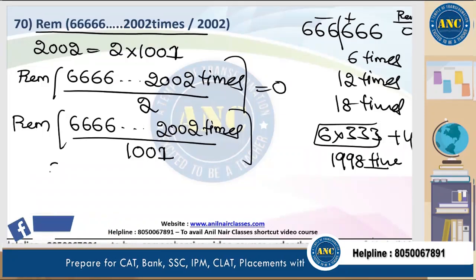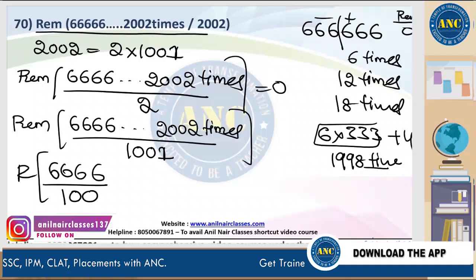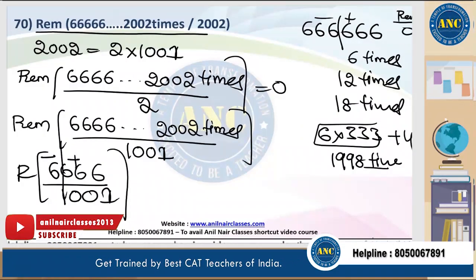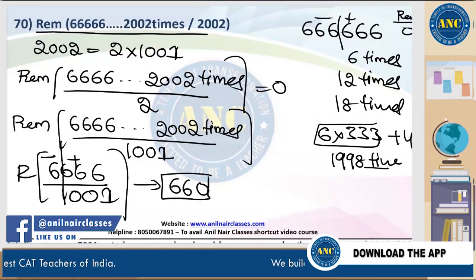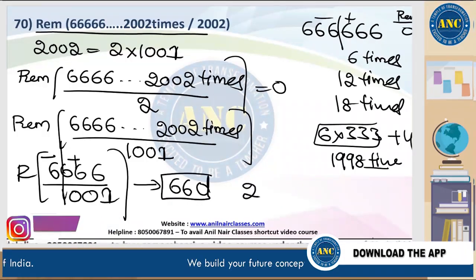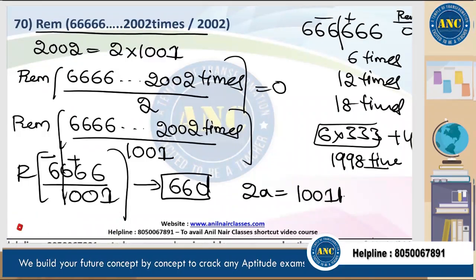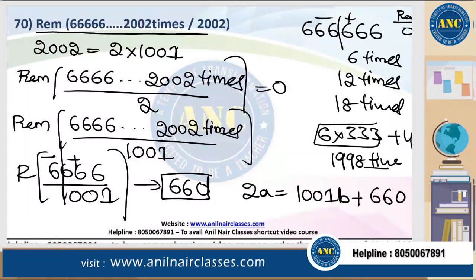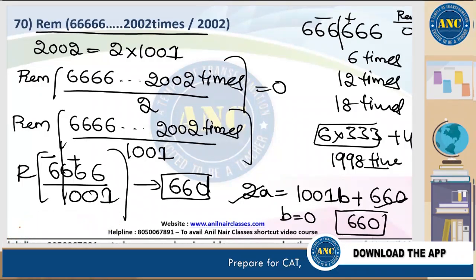How many are remaining? 4 sixes are remaining, divided by 1001. So this will become, take a group of 3 alternatively plus minus. 666 minus 6 is 660. That means one is perfectly divisible by 2. Another is when divided by 1001, I will get 660 as the remainder. D is an even number, D is an even number, so B should be 0. Answer is 660. I hope the idea is clear.